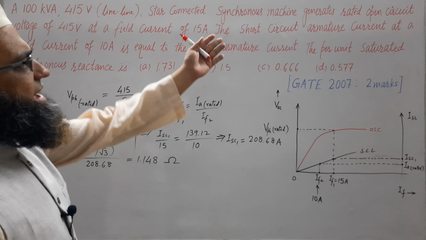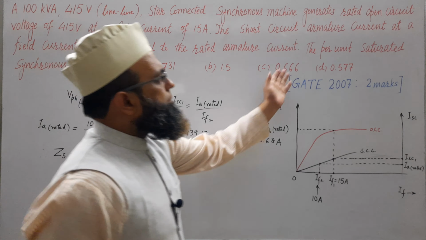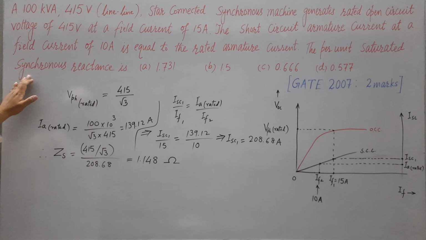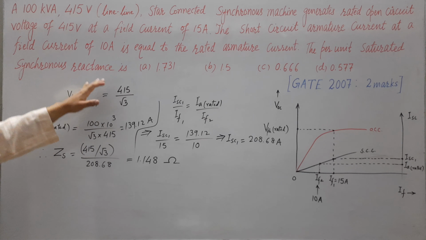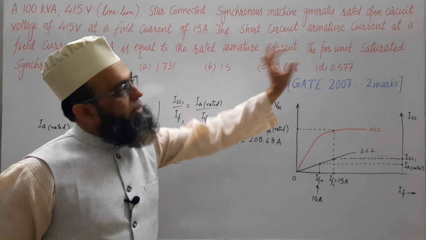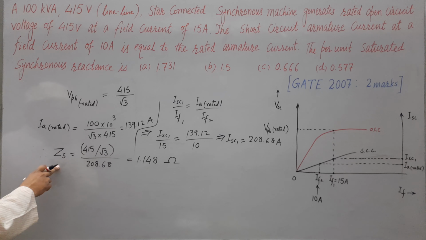So nowhere has RA been given, which means RA has been ignored. The question has been asked in per unit, not in actual. If it were asked in actual, the synchronous reactance would be the answer, but since it is asked in per unit, we need to convert it. The per unit value will be actual upon Z base.